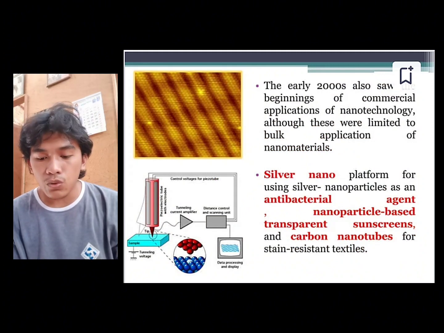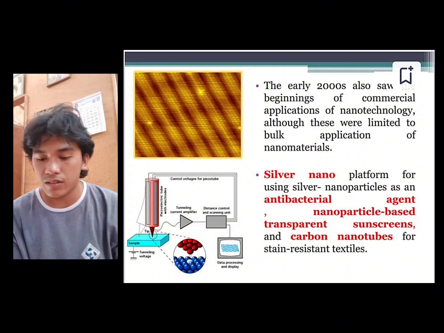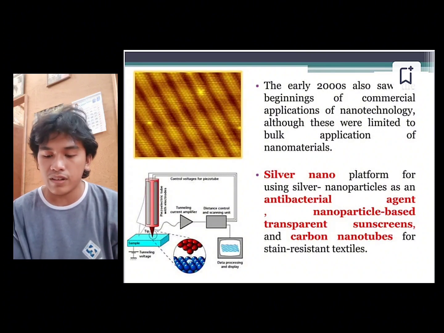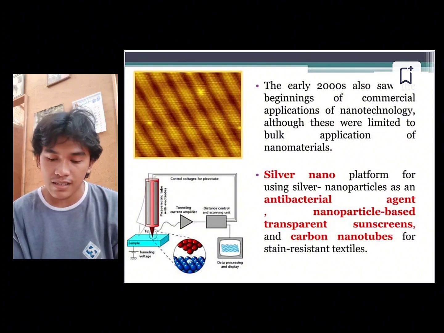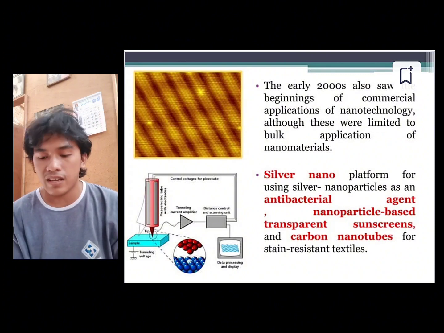The early 2000s also saw the beginnings of commercial applications of nanotechnology, although these were limited to bulk applications of materials. Examples are silver nanoparticles used as an antibacterial agent, nanoparticle-based transparent sunscreens, and carbon nanotubes for stain-resistant textiles.